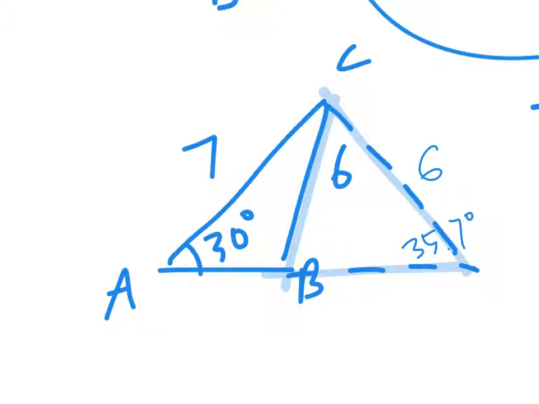What do we know about an isosceles triangle? Two angles are the same. So what is this angle here? 35.7. So how big is B? 180 minus 35.7.